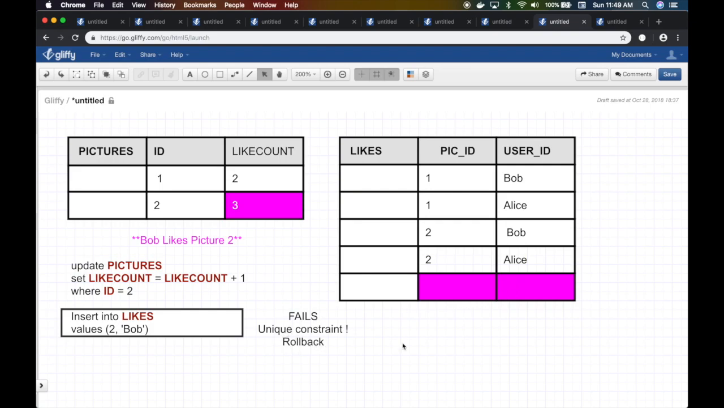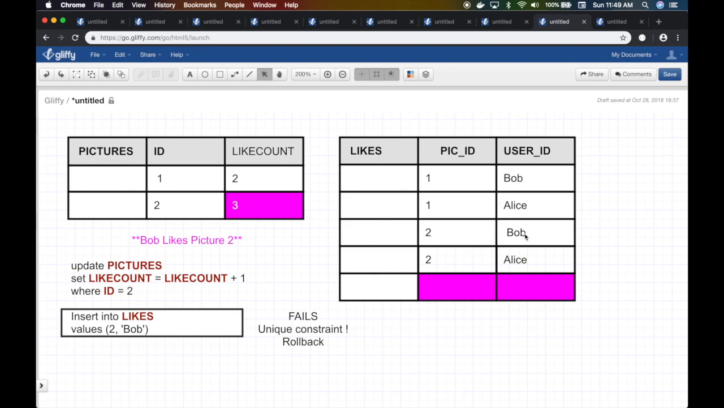of a unique constraint. You cannot insert 2 and Bob because 2 and Bob already exist. The database will yell at you and say, hey, you cannot do that. I'm sorry. Poof, roll back. So that is what atomic transaction means here. The database is responsible to have an atomicity property. And this is a key thing here, right?